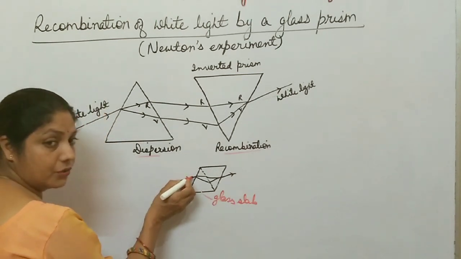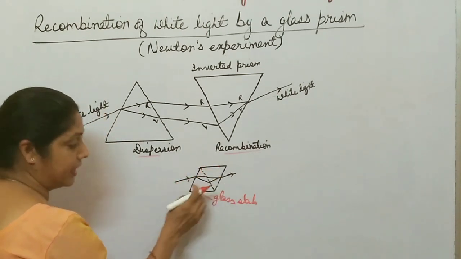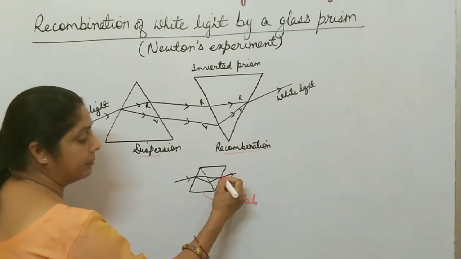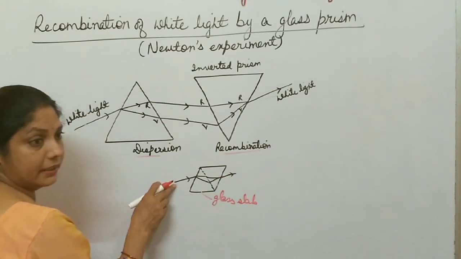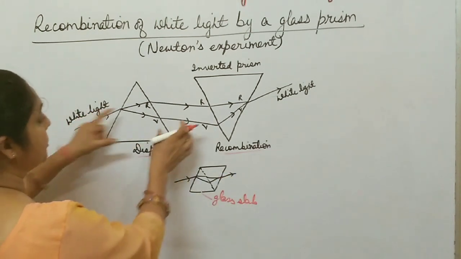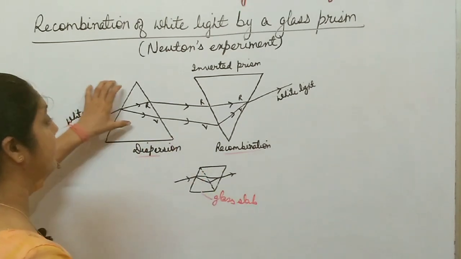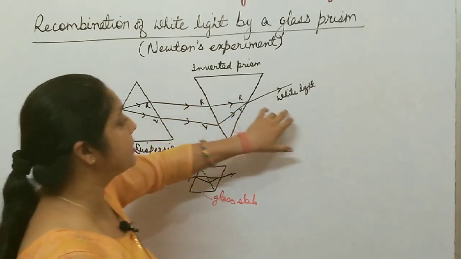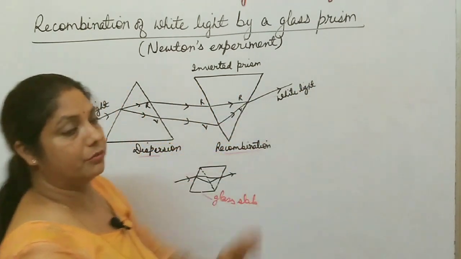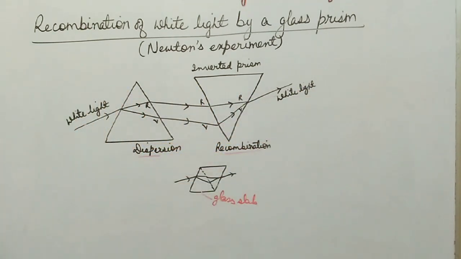When light enters through the glass slab, refraction takes place inside the glass slab, and then again it becomes parallel to the incident light. So these two prisms, when joined, act like a glass slab. That's why when white light enters the inverted prism, white light also comes out. So this is recombination of white light by a glass prism.